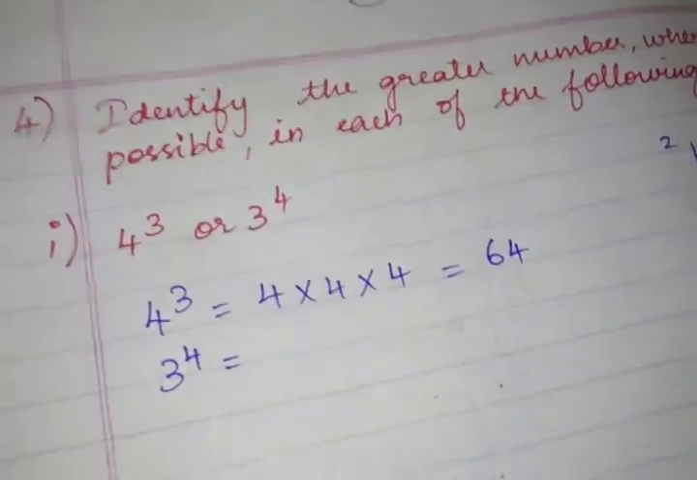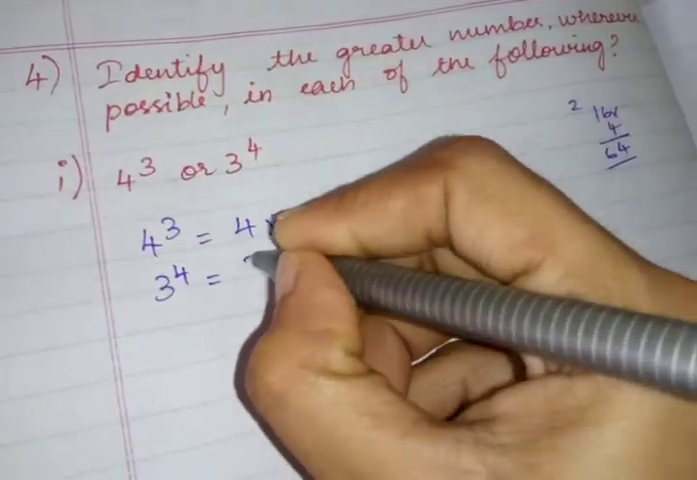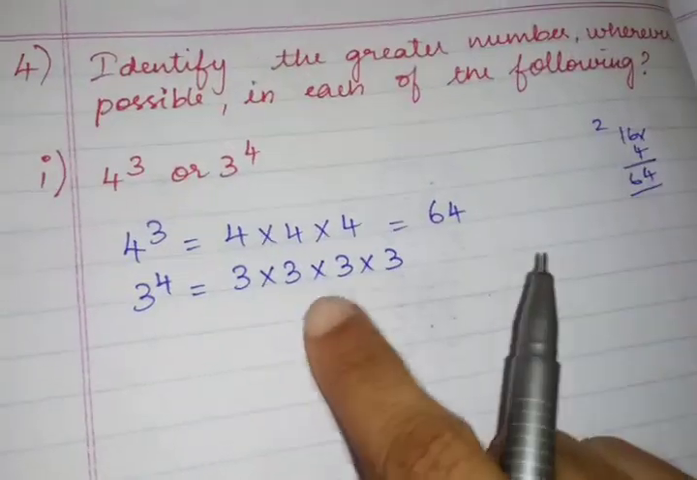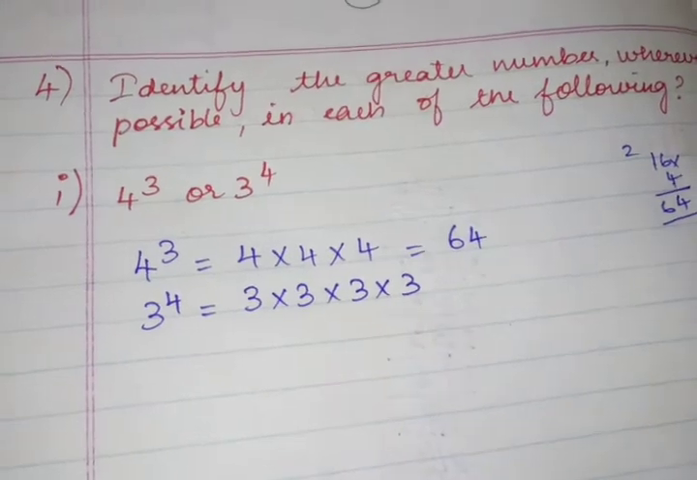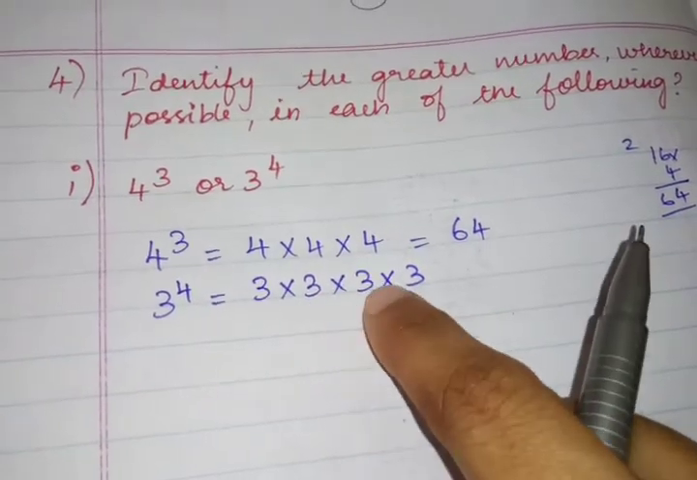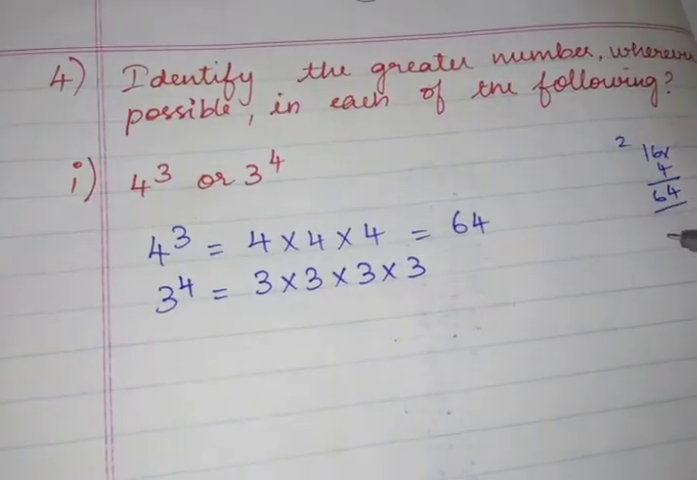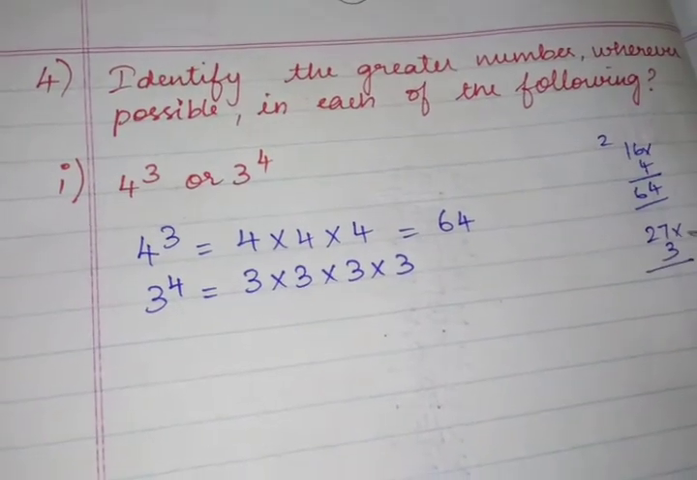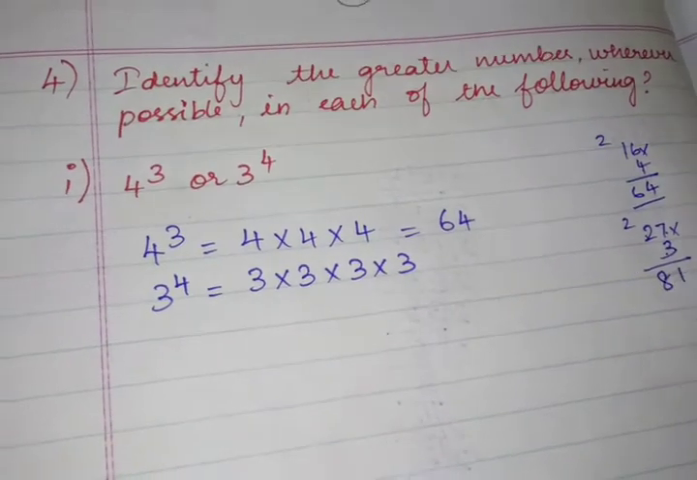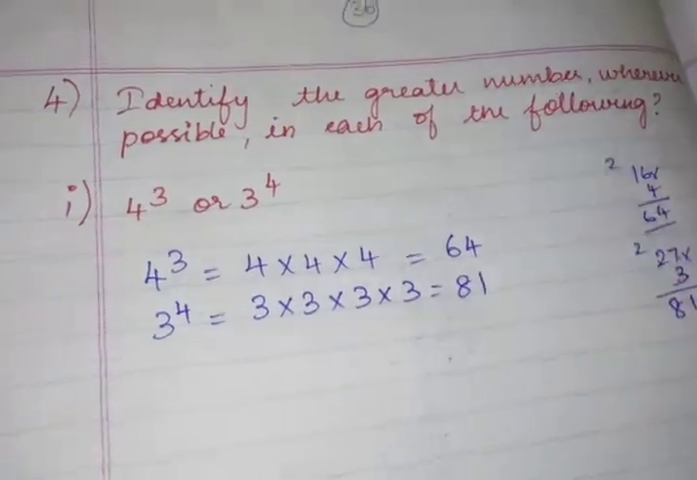Next, 3 power 4. How will you write it? 3 into 3 into 3 into 3, because I am multiplying 3 four times. 3 3s are 9, 9 3s are 27, 27 into 3: 7 3s are 21, 3 2s are 6, 78. So the answer is 81.